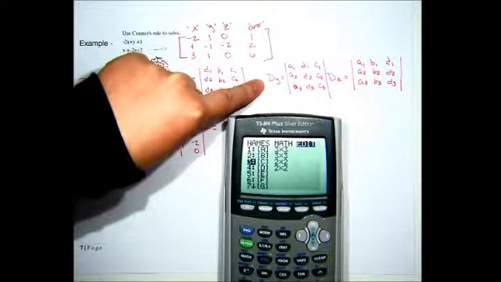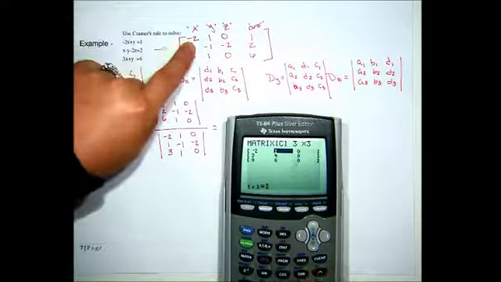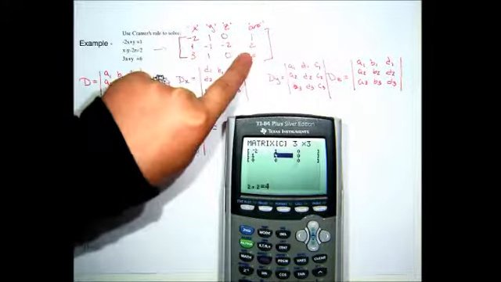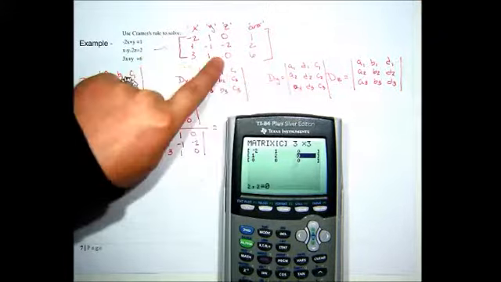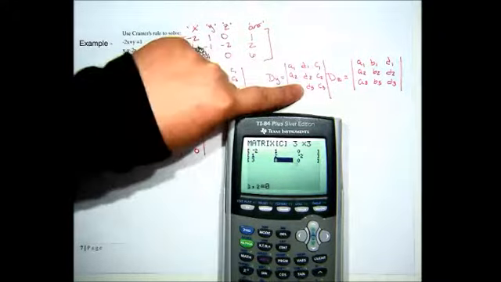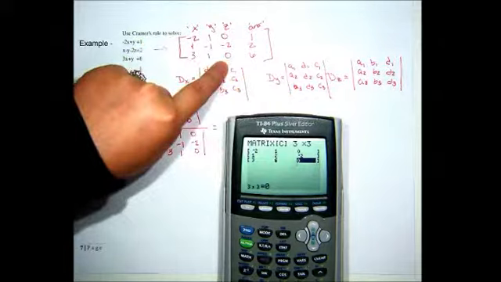I'm going to make my D sub Y matrix. Again, it's a 3 by 3. I've got my negative 2, my 1, negative 2, my 1, my 0. A2 is 1, D2 is 2, C2 is negative 2, A3 is 3, D3 is 6, C3 is 0.